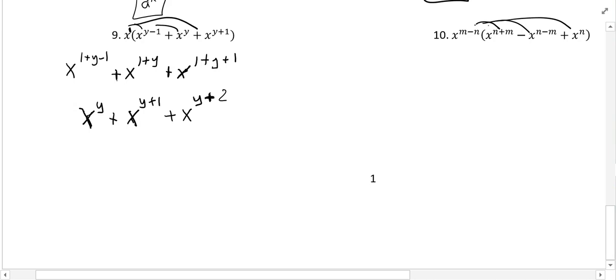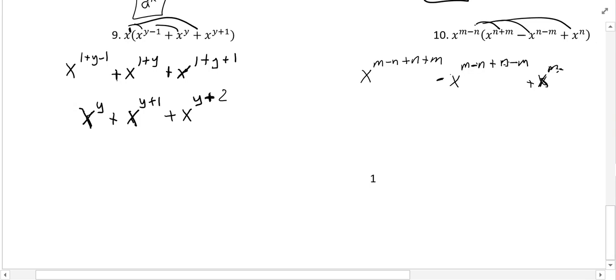So same base, you're going to add the exponents. So we have x to the m minus n plus n plus m. Then when you distribute to the middle term, you have a 1 in front of the x and a negative 1. So when you multiply those together, you're still going to get a negative 1x. And we have m minus n plus n minus m. And then to the last term, we get plus x to the m minus n.